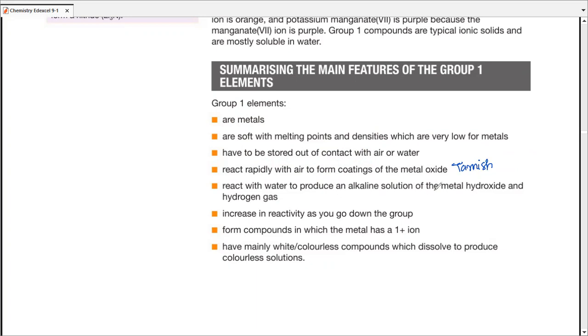The reaction with water produces an alkaline solution, metal hydroxide, and hydrogen gas, which may also catch fire. We watched a very exciting video about it in our last session. The reactivity increases as we go down the group. Usually the metals form compounds in which they have plus one ions. Most of the compounds are colorless, and they can dissolve in water too to give colorless solutions.